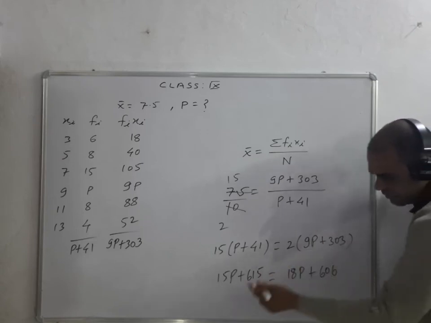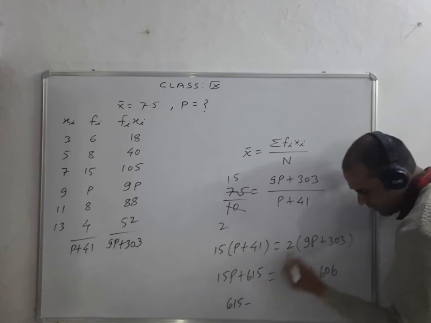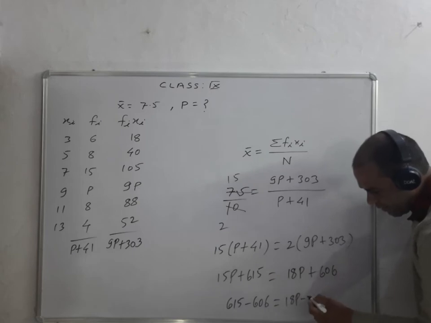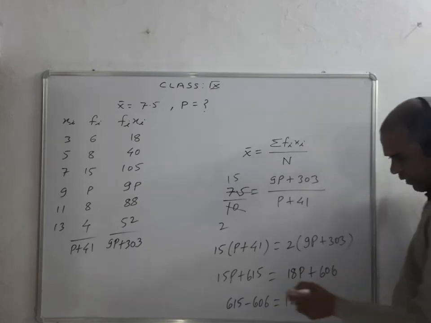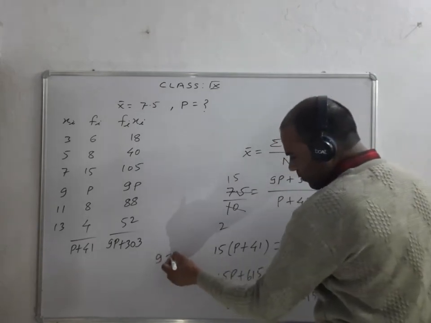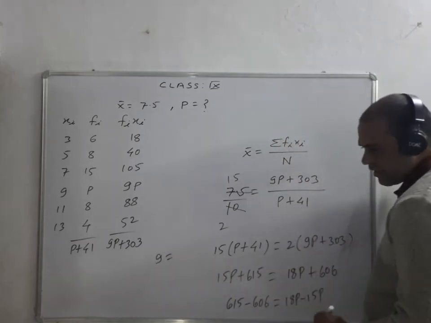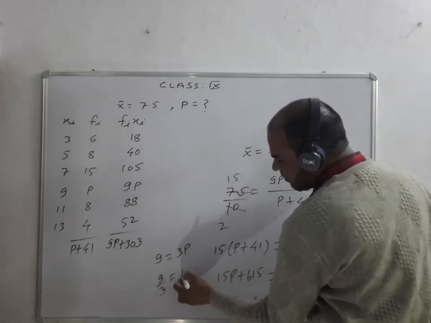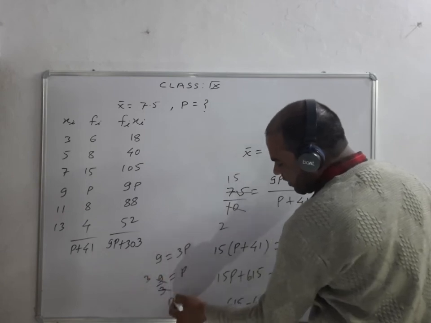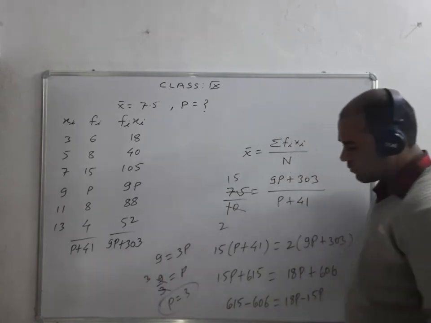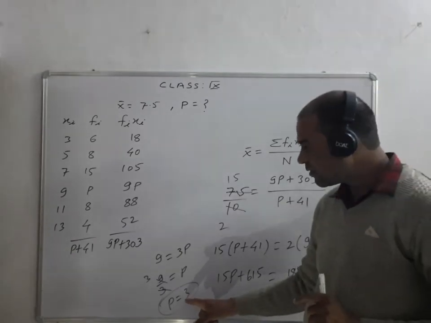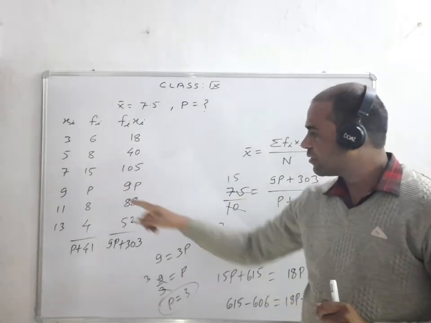And next transpose: 615 minus 606, transpose the like terms. 18p minus 15p, whose difference is 9. And 18p minus 15p is 3p. Then cross multiply: 9 by 3 equal to p. 3 3s are 9 and p equal to 3. So p is the unknown term whose value is 3, and p in the frequency.